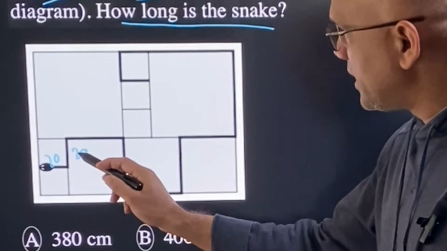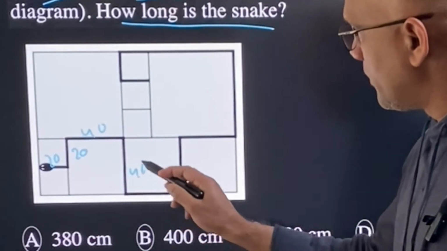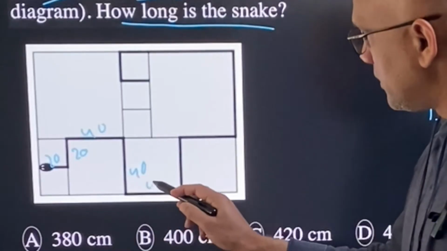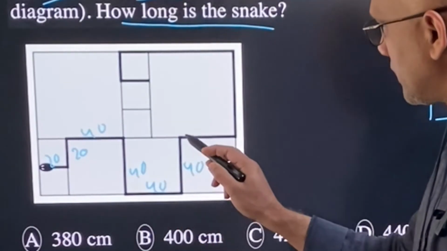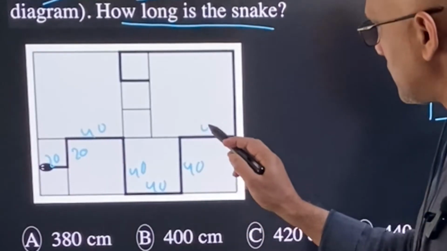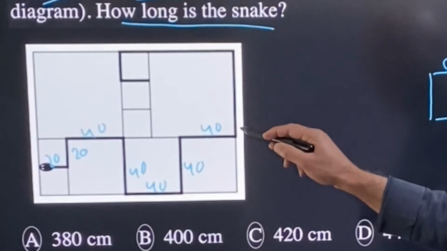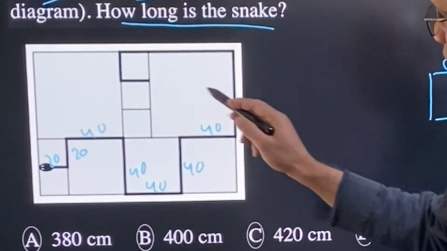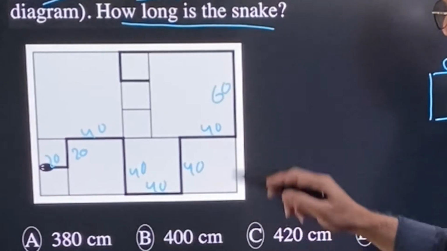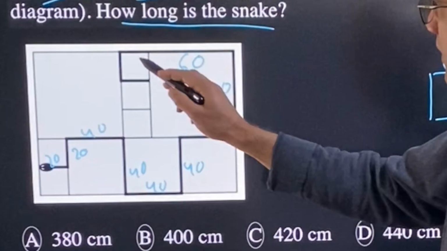So 20 plus 20 is 40. So this must be 40. This must be 40 then, because this is a square. This is 40 because this is a square. Now, how long is this? So this is going to be three of the smaller tiles, right? So 20, 20, 20. So there is 60. Now, this is a square, so this has to be 60, right?